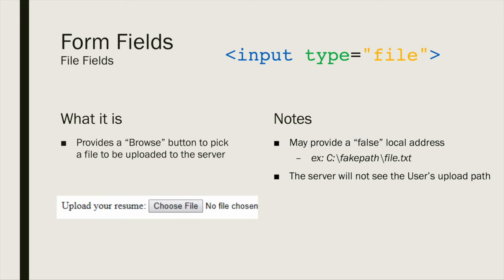This is actually a security issue that was corrected a few years ago, because when web developers would upload files, it seemed almost like a security issue when the full file path was uploaded or sent. Based on this, the server will not see the user's upload path, so the fake local address may be created. The file will still be uploaded, but in this case, the server will not see where the file is coming from.